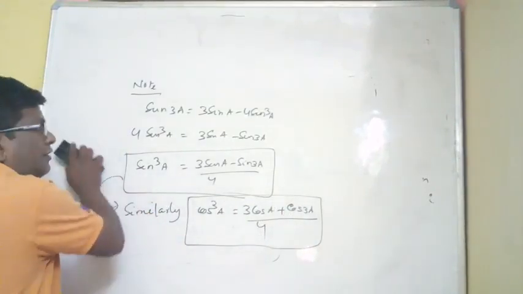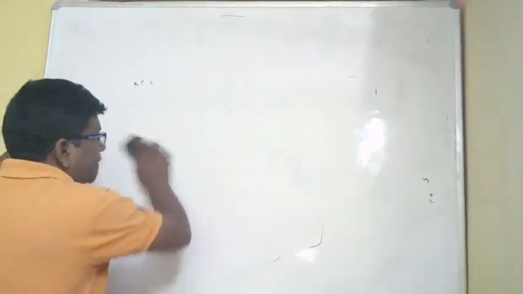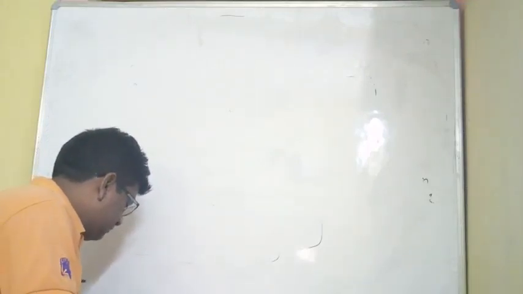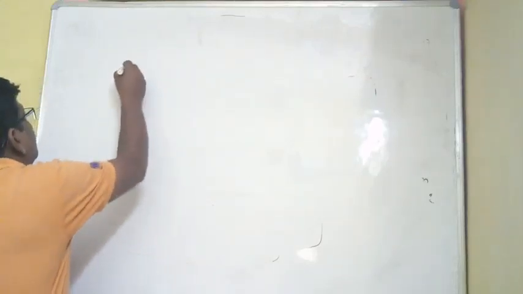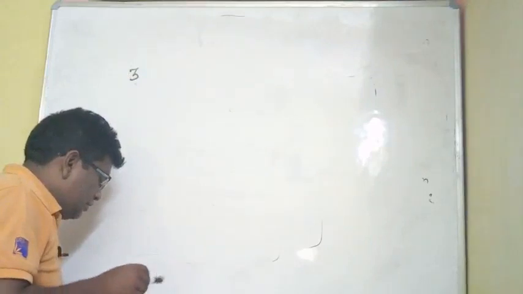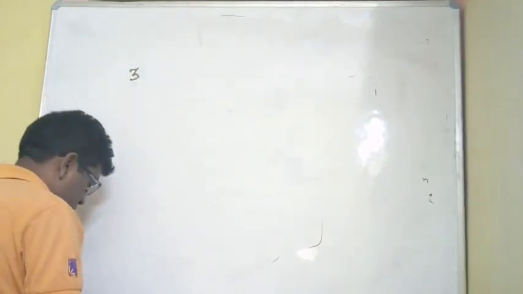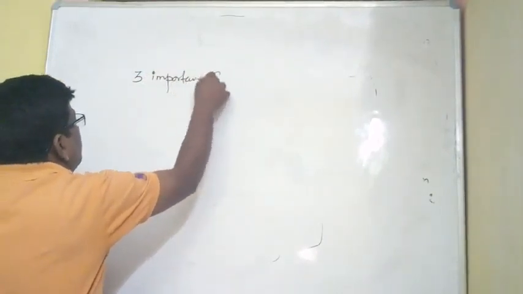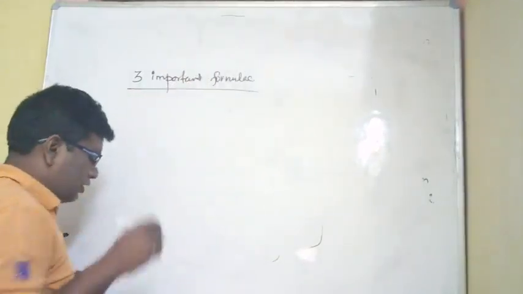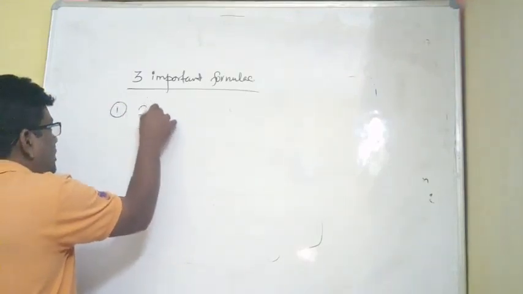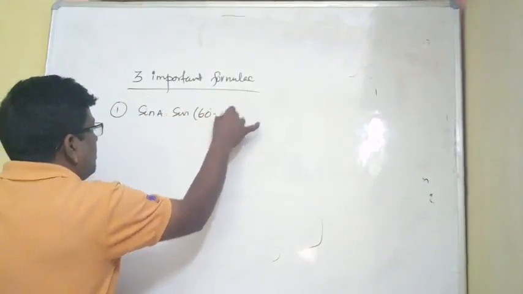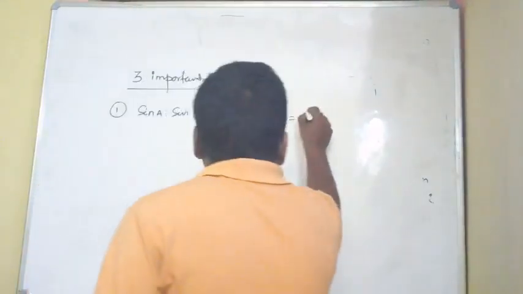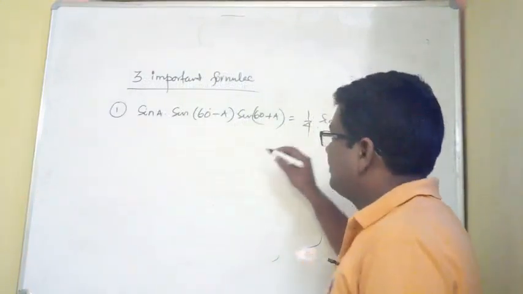Okay, then three important formulae. First one is sin A sin of 60 minus A into sin of 60 plus A is equal to 1 by 4 into sin 3A.